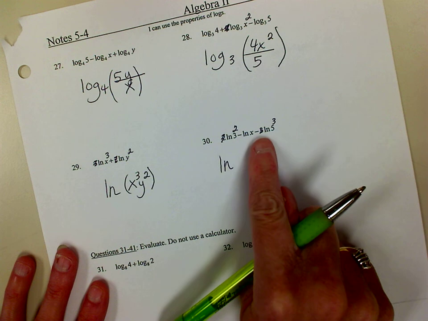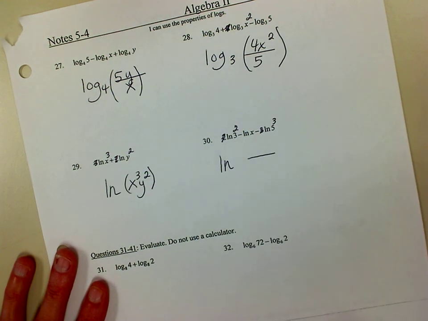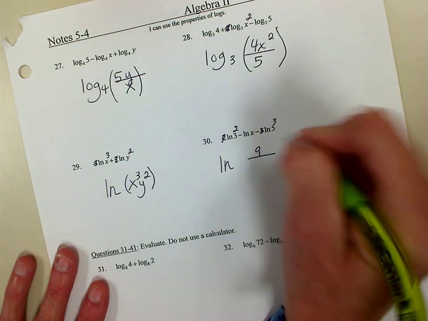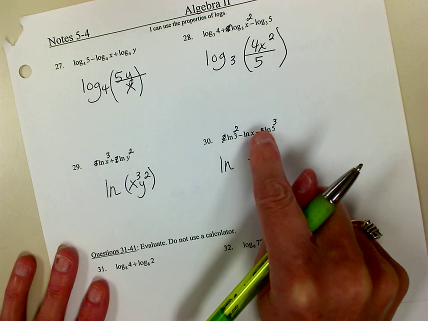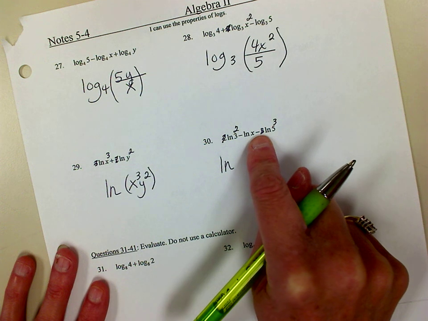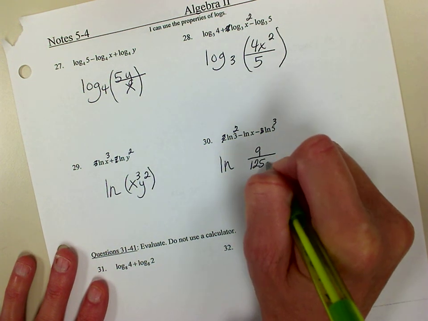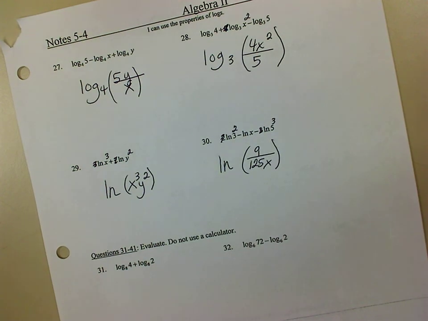I have subtraction signs, so that means I need a division sign. 3 squared, which is 9, goes on top. X has a subtraction sign in front of it, so it goes on the bottom. This one also has a subtraction sign in front of it, so 5 cubed, which is 125, also goes on the bottom with the x. So that's my answer to 30.